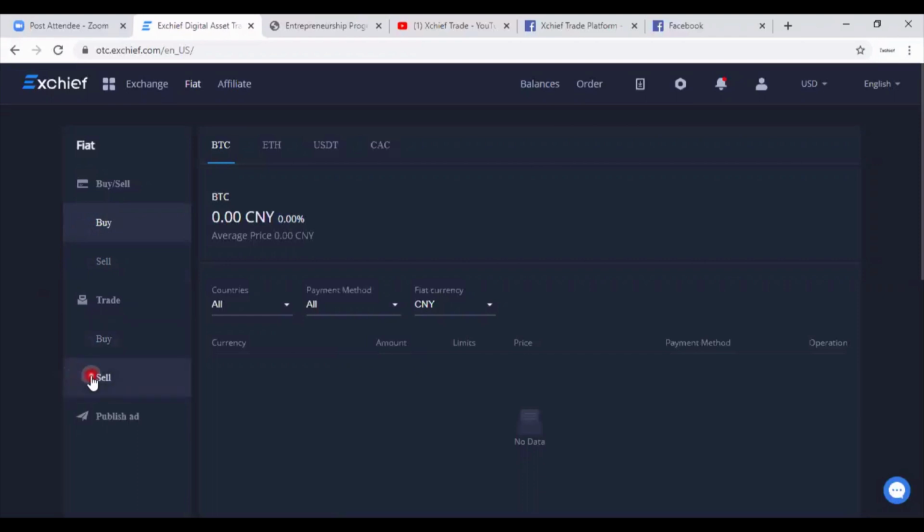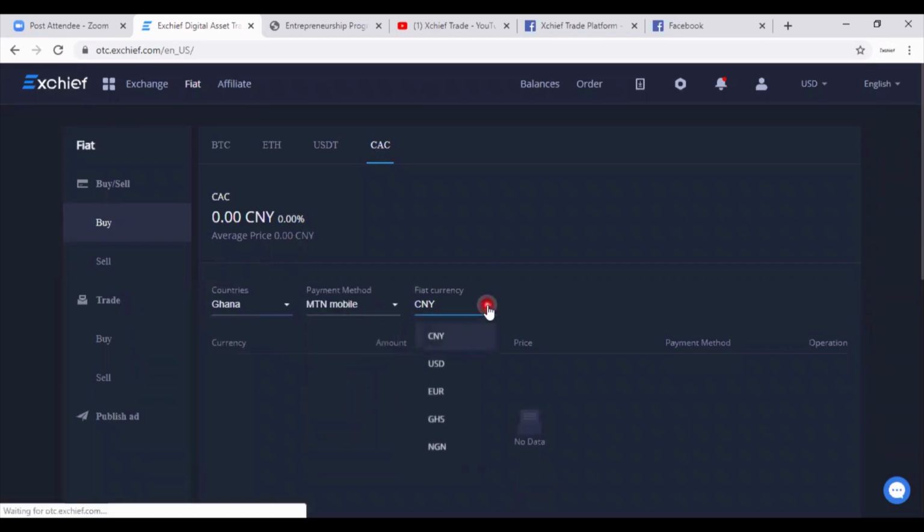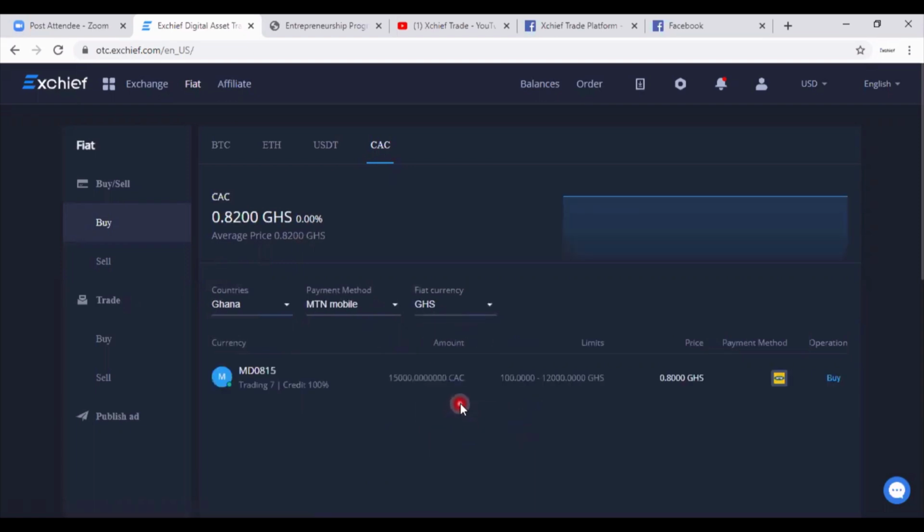Okay, so we'll look at how to buy CAC from the OTC desk. Right on this interface, because we are buying CAC, we highlight that as an option, and then we come down here to tweak the parameters to our choice. So we click on this, and we choose Ghana, and we have to also choose payment method. For this, we'll choose MTN mobile money, and then we'll keep the currency at GHS. Once you have the final parameter punched in, you realize that the system does a search and provides you with this particular ad from this seller.